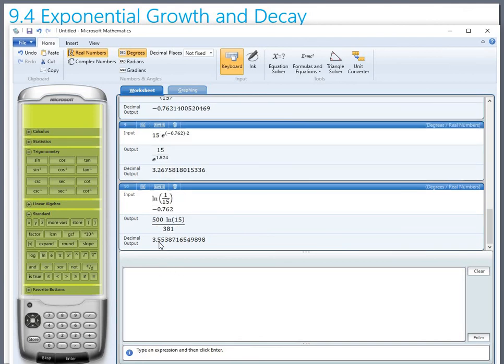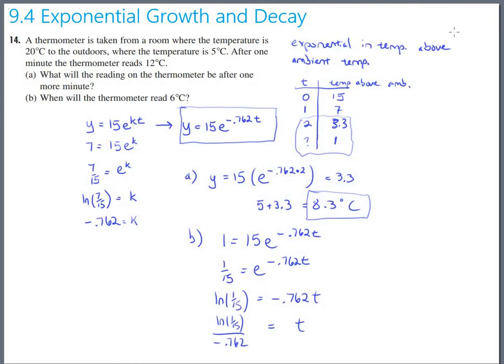So about 3.5 minutes, 3.55 minutes. And this is a time, not a temperature, so there's no need to convert it into degrees above ambient. So that's just the answer, 3.55 minutes. And we are done with section 9.4.